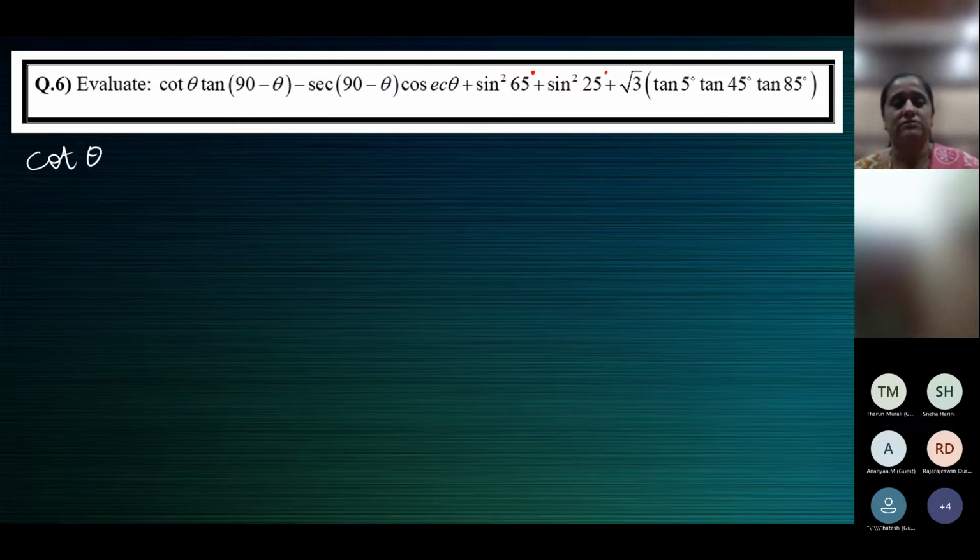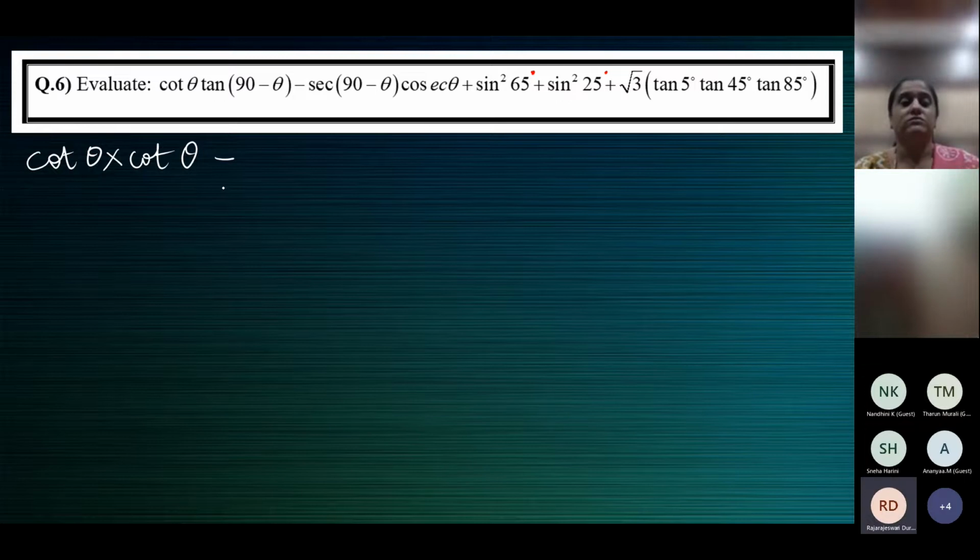Complementary ratios. Yes, be quick, children. Cot theta, ma'am. Tan 90 minus theta is cot theta. So into cot theta minus what is secant 90 minus theta? Cosecant theta, ma'am. And that cosecant theta, we write it as it is. Cosecant theta, that is into cosecant theta plus.